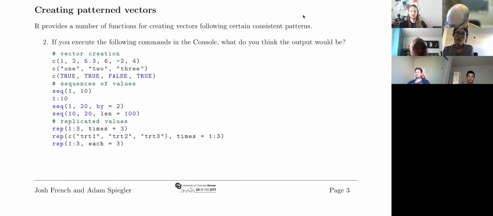Then we know what this length argument does on here. I think it should give you 100 values between 10 and 20. That's right. So this is going to take the interval and pick 100 values that are between 10 and 20. If you want to run that in a console and see what that output looks like, it's going to be long output, right? Because you've got 100 values, I think. Is that what the code says? Let's pick 100 of them.